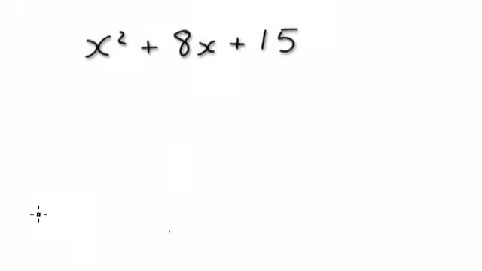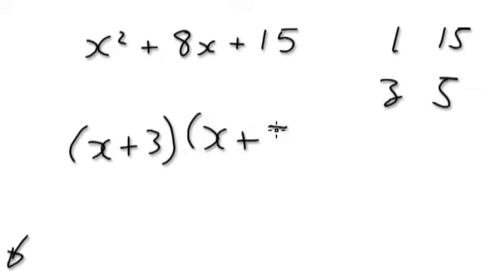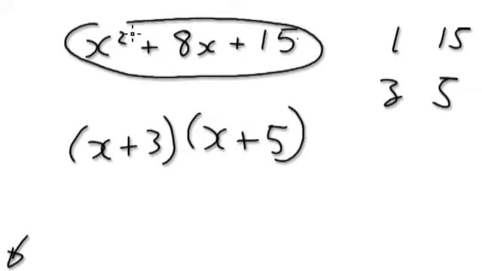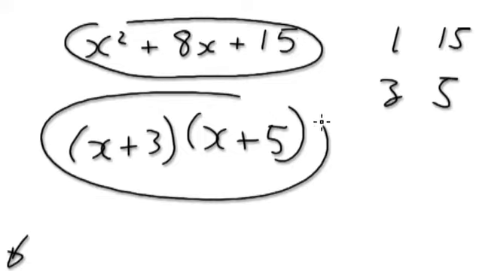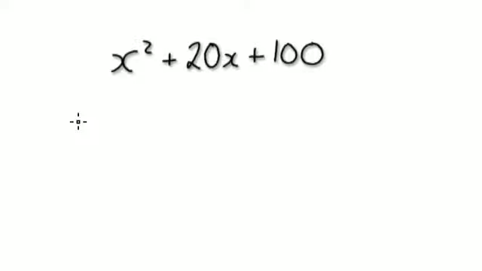Next one here. Press pause and have a go. Okay, this one here, how would I create a 15? I could try 1 and 15, or 3 and 5. It turns out to be a 3 and a 5. So this one here would be x plus 3, x plus 5. What we're saying is that this thing is exactly the same as this thing, just written differently.